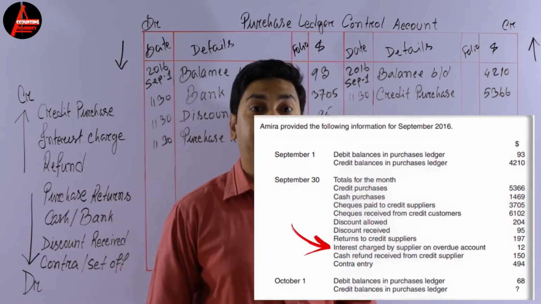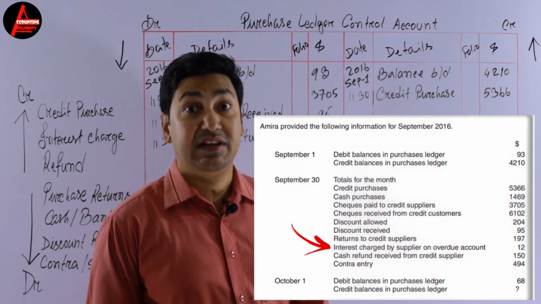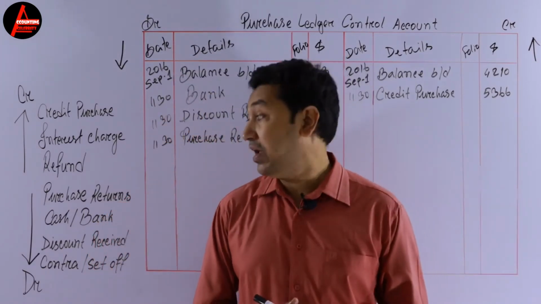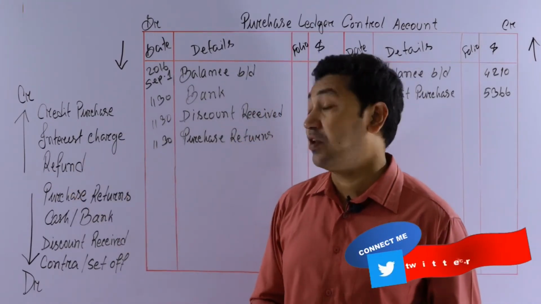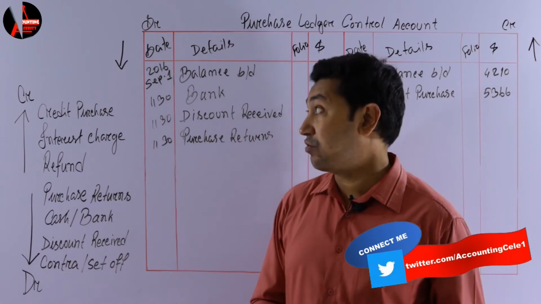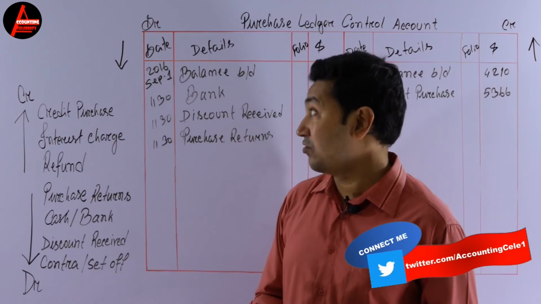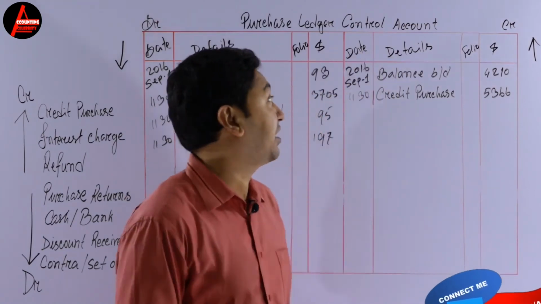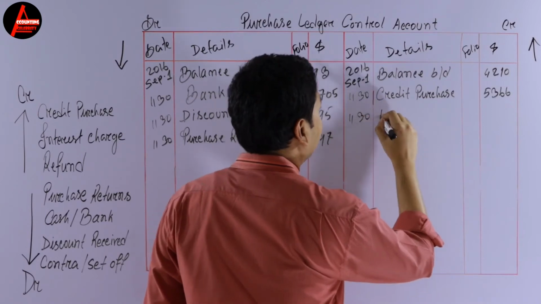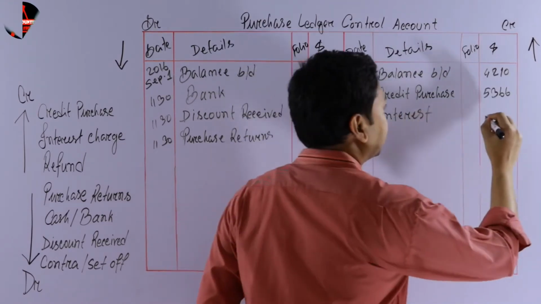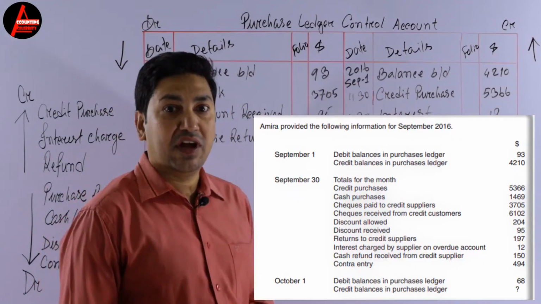Then next we have here interest charged by the supplier on overdue. Yes, interest charge will be included. So yes, when your supplier will charge any kinds of interest, your trade payable will be increased. That means your liability will be increased. In this case, you need to record in the credit side. Okay, so come here and write interest. So let us write 12. Great. What we have the next?